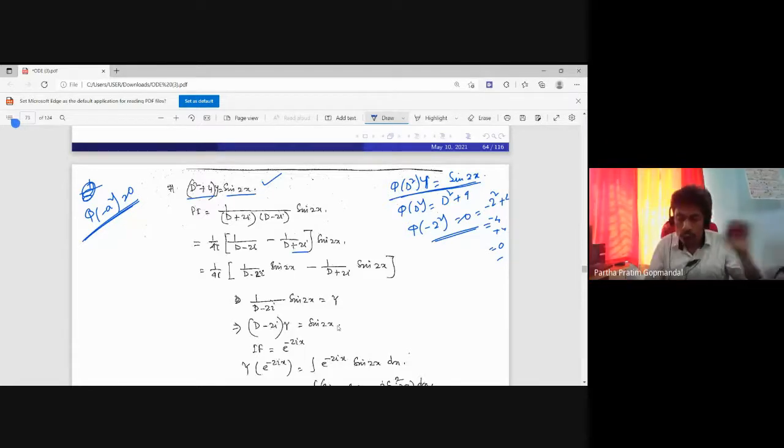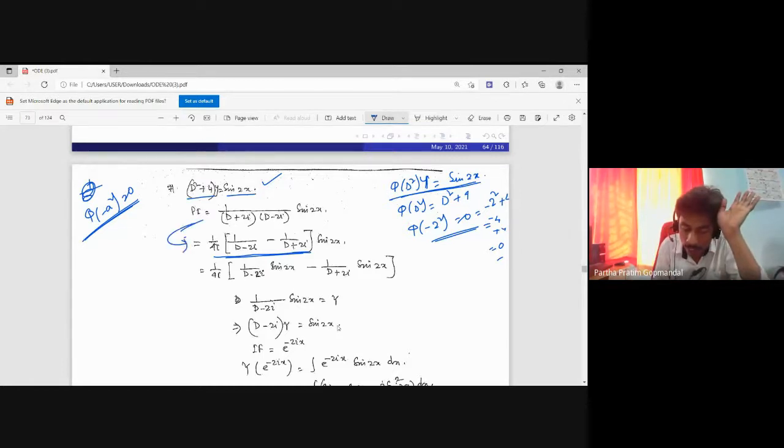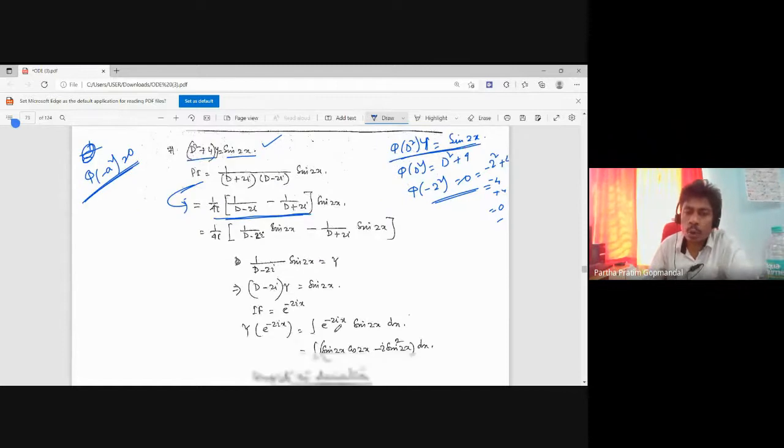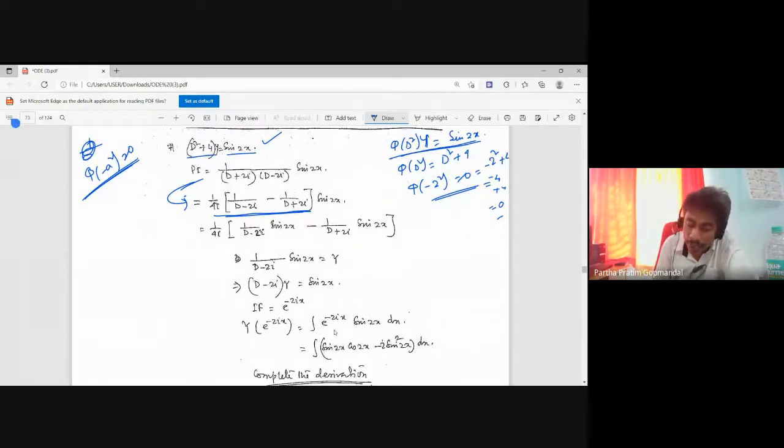So now we can break it in this way. 1 by D plus 2i into D minus 2i, we can write in this form. You can simply arrange this term in this way. Earlier also we have done a similar job. So here again, we will consider 1 by D minus 2i sine x as y, and the other will be considered as 1 by D plus 2i sine 2x as z. So the answer will be 1 by 4i into y minus z.